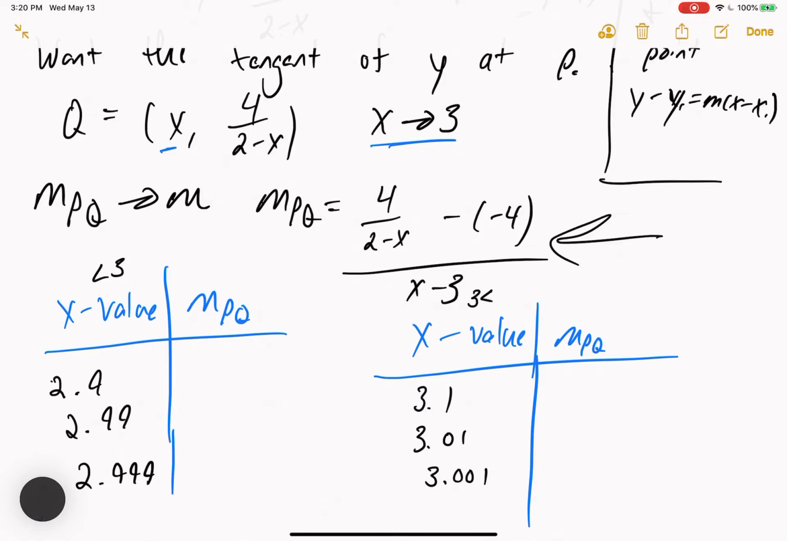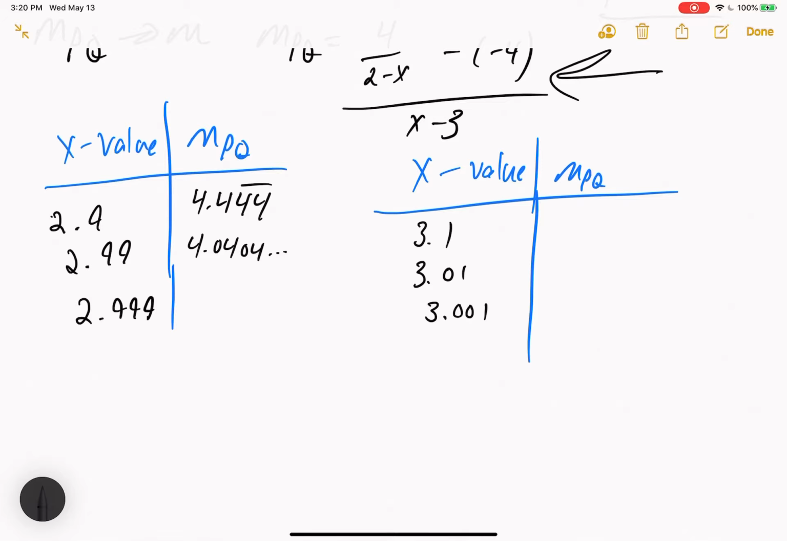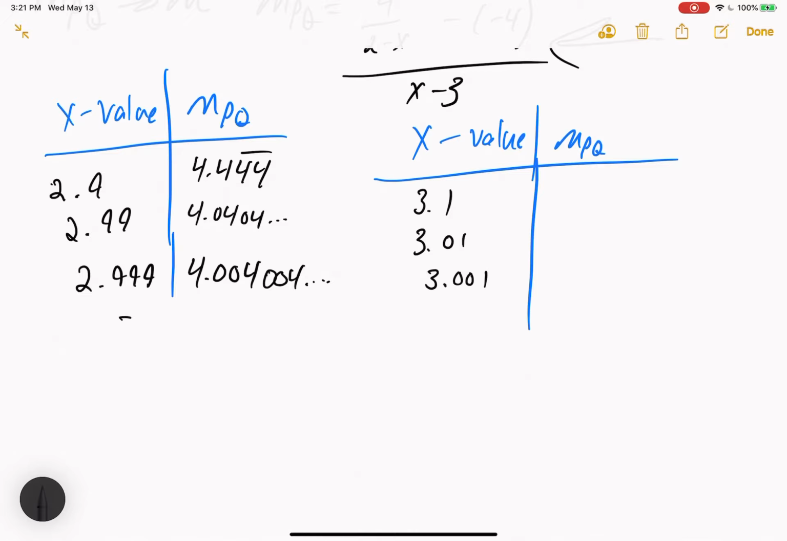This is basically just an equation for the slope of the secant line in terms of x. So what's going to happen when we plug in 2.9? We're going to get 4.444 repeated. It's going to keep on going. Then for 2.99, we get 4.0404 and so on. It's going to be 0, 4, 0, 4, 0, 4, and so on. Then for 2.9999 or whatever, it's going to be 4.004004 and so on. This already gives you an idea of what the slope should be.